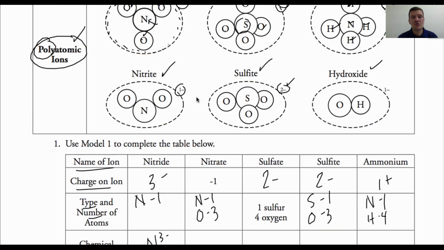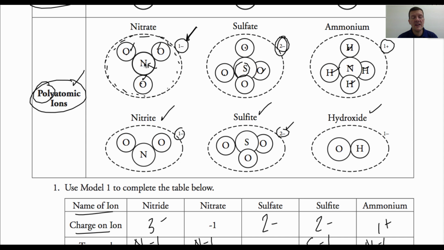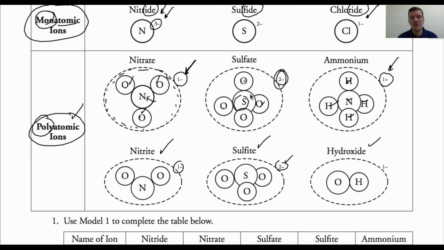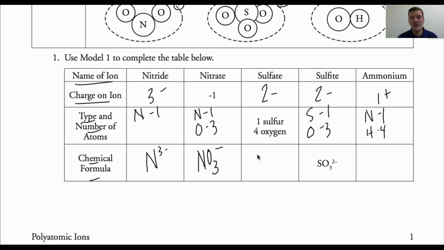Chemical formula for nitrate. Nitrate, you've got 1 nitrogen. The central atom in this case is going to be written first. That's in the middle. So N, 3 O's, and a negative 1 charge. So NO3, and then a negative 1 charge. Sulfate. Sulfate's got S, 4 O's, as we've written here. So it's SO4 and a 2 negative charge.